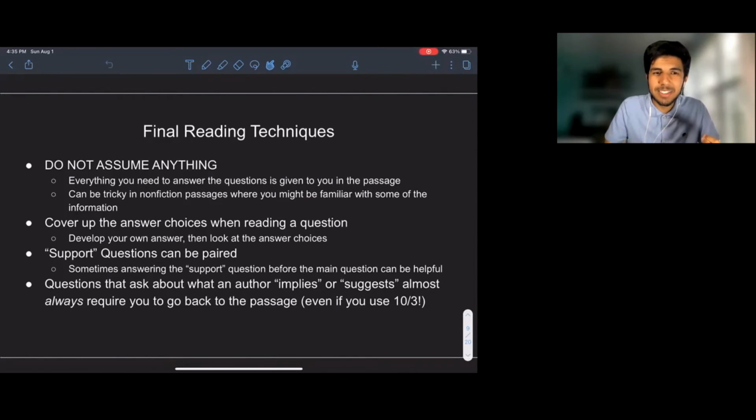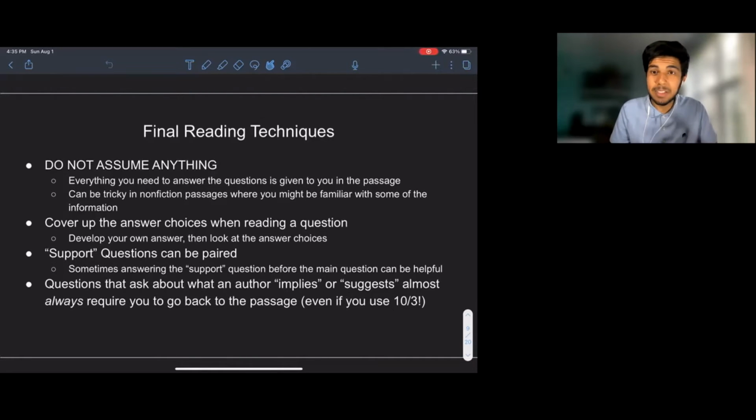If you are familiar with some of the information given in the passage, you might have some implicit biases about the subject that might sway your answer choices. But you have to avoid these biases. You can only use the information given to you. You shouldn't be using any other external thoughts you have about the topic. You should only be using the words on the paper.